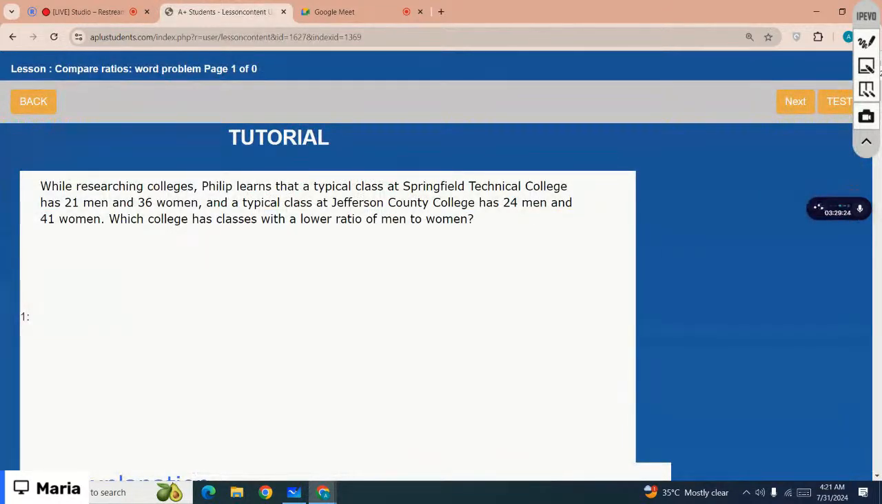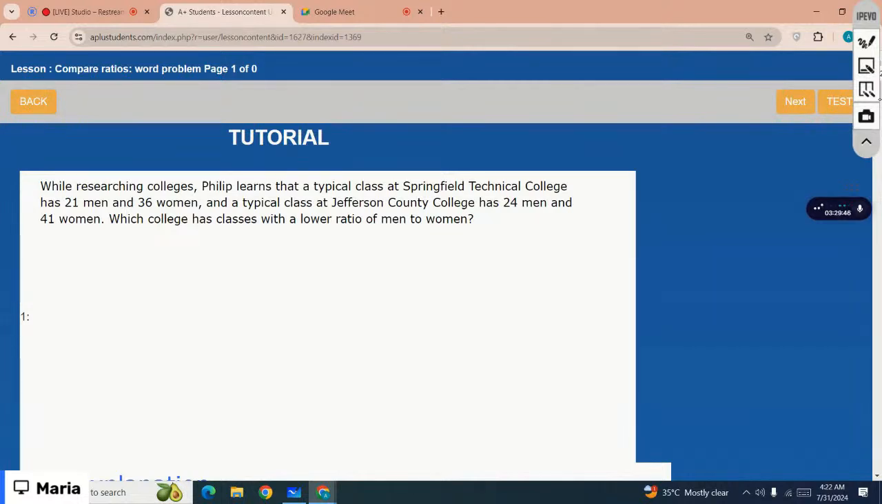While researching colleges, Philip learned that a typical class at Springfield Technical College has 21 men and 36 women, and that a typical class at Jefferson County College has 24 men and 41 women. So which college has the lower ratio of men to women?